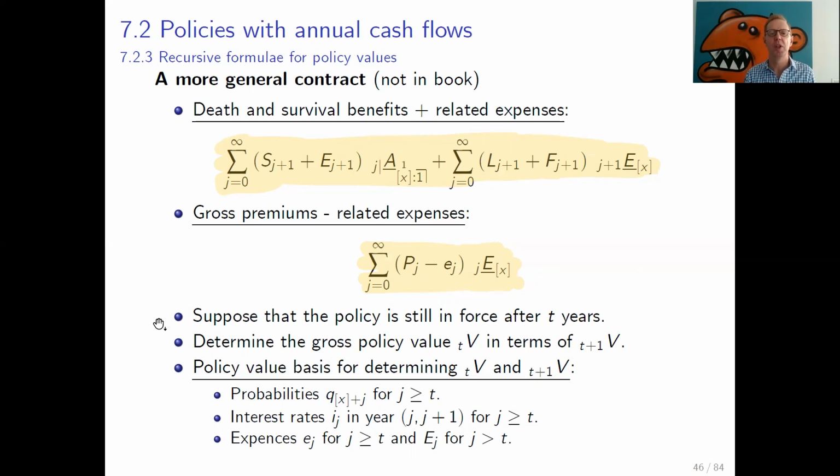Let us now do the same exercise as for the general contract that we considered before. We suppose that the policy is still in force after t years, and we want to determine the gross policy value Vt in terms of Vt plus 1. And we have a policy value basis for determining Vt and Vt plus 1. We have to specify what are the probabilities that we are going to use, survival probabilities or death probabilities, what are the interest rates, and what are the expenses. And they are all expressed here.